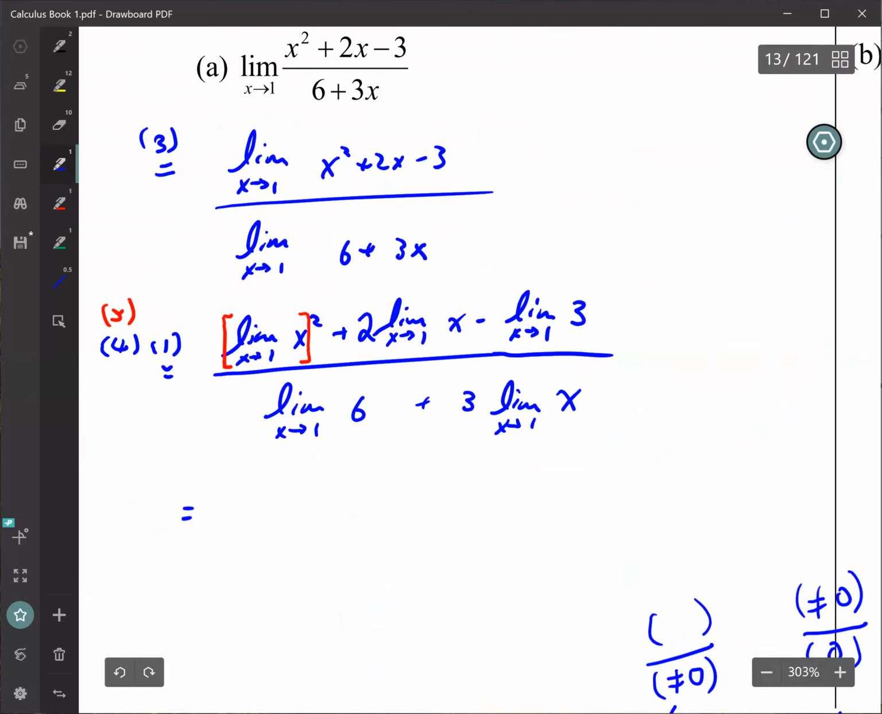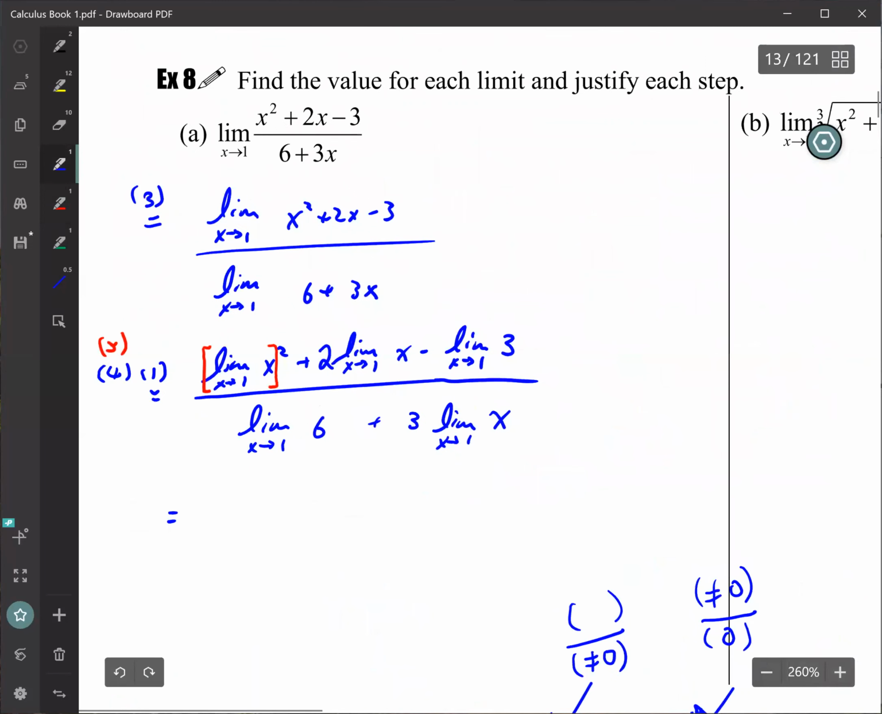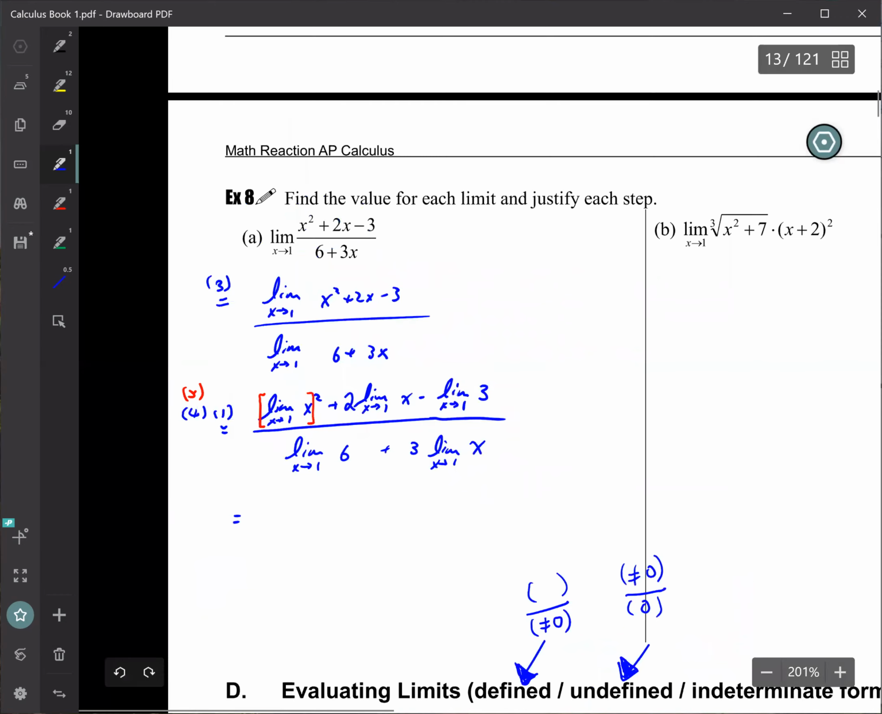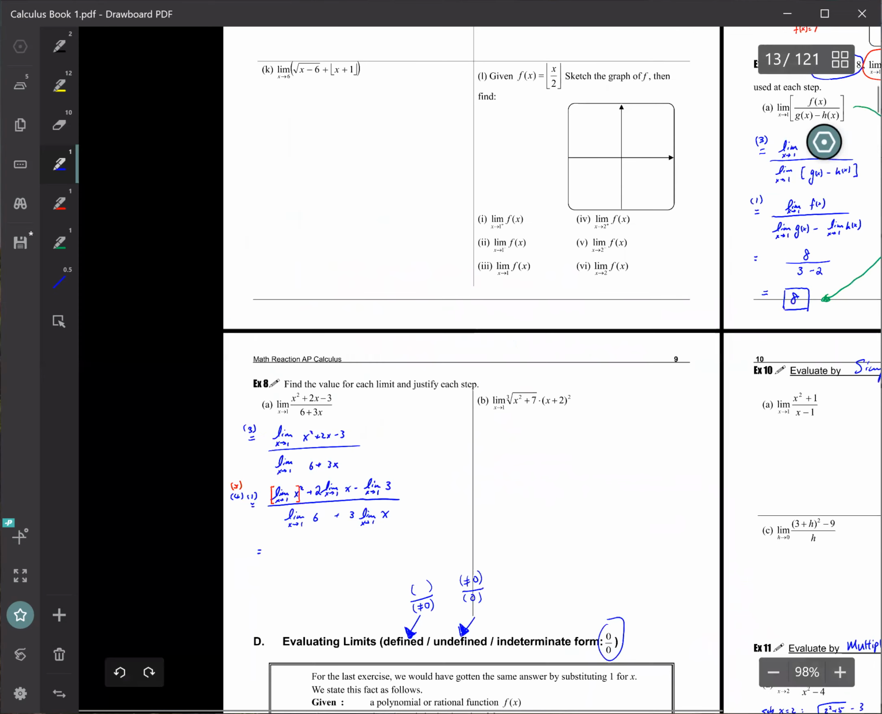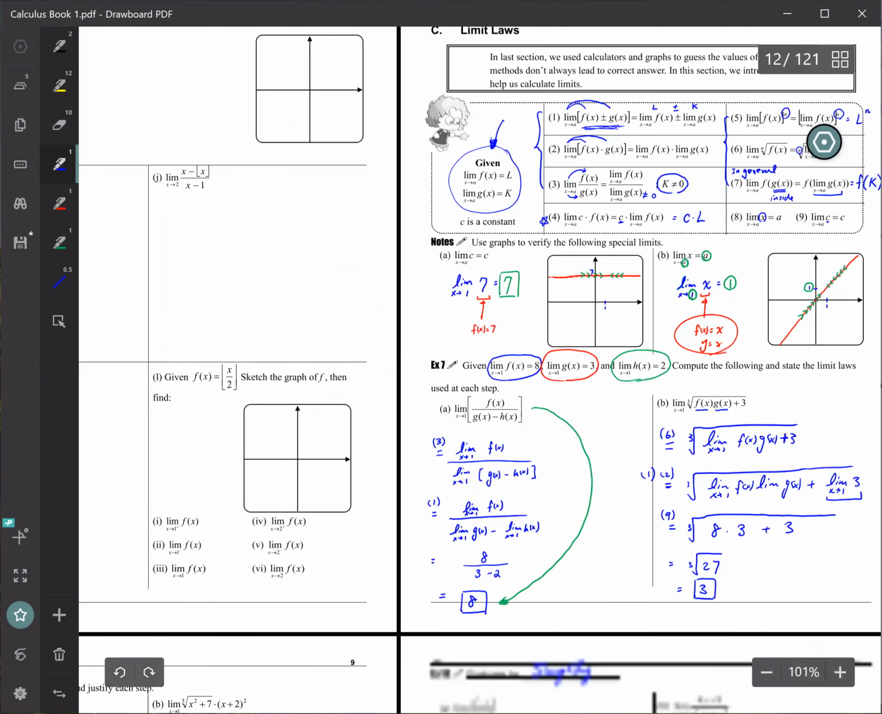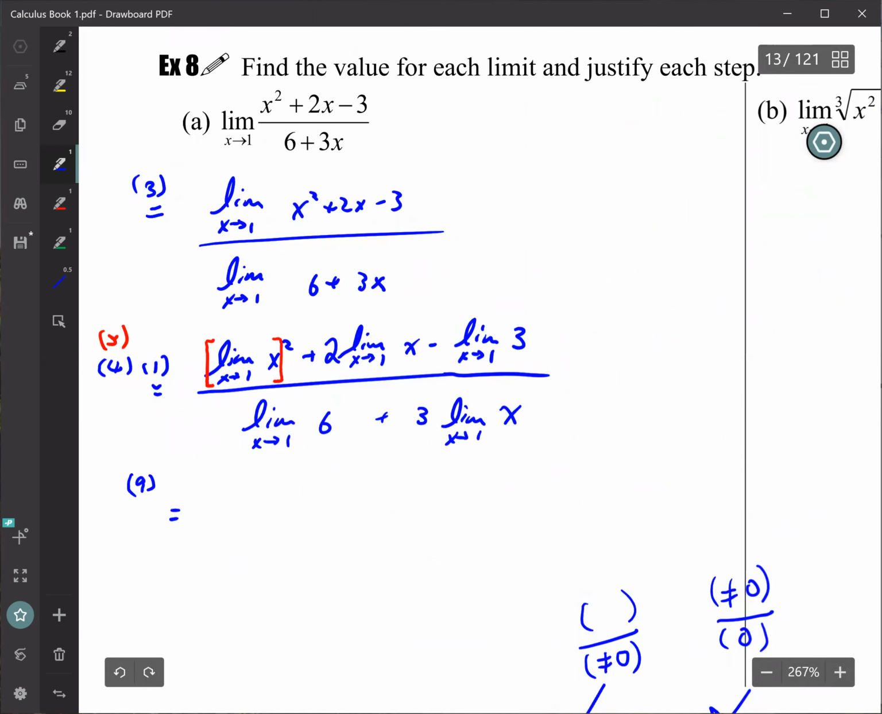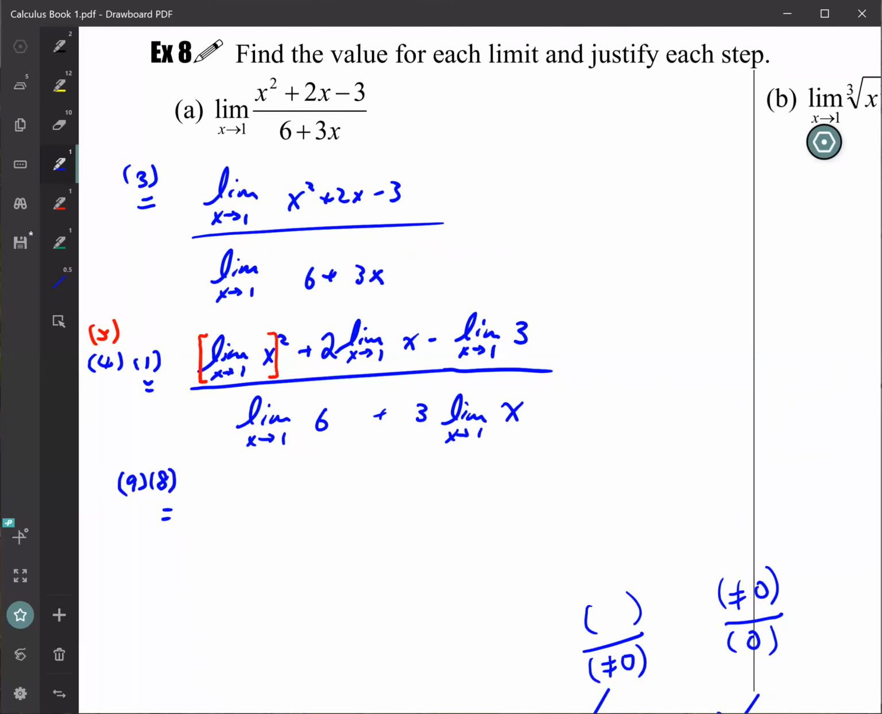All right, so now what do we do next? Emily? Which law do we use now? You can use 9 or 8, I think. 8. Okay, number 9 is with a constant, right? Number 8 is when you have an x. So here we have an x. Let's write down 9 and 8. So if you have an x for the red bracket, what does it become, Carrie?